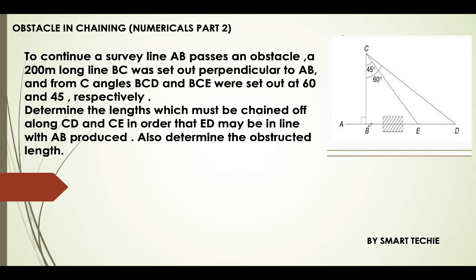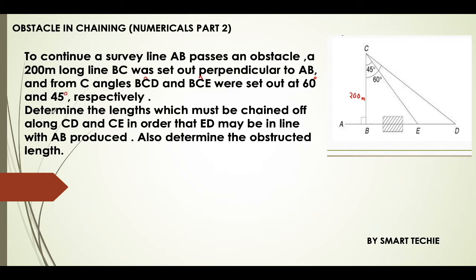A perpendicular is set at B, that is BC, which is 200 meters long. They have given 200 meters. And from C, angles BCD and BCE were set out at 60 degrees and 45 degrees respectively.